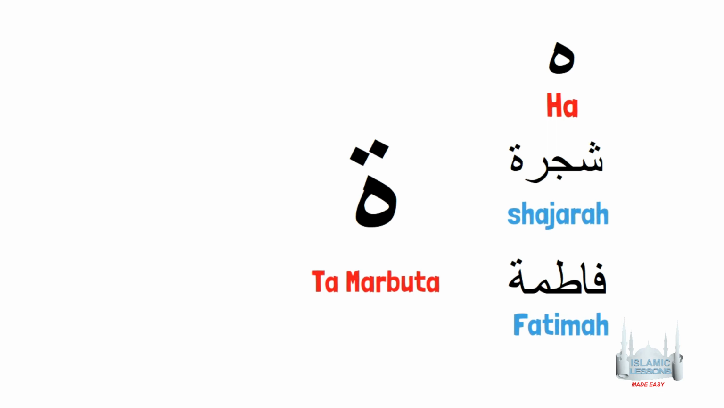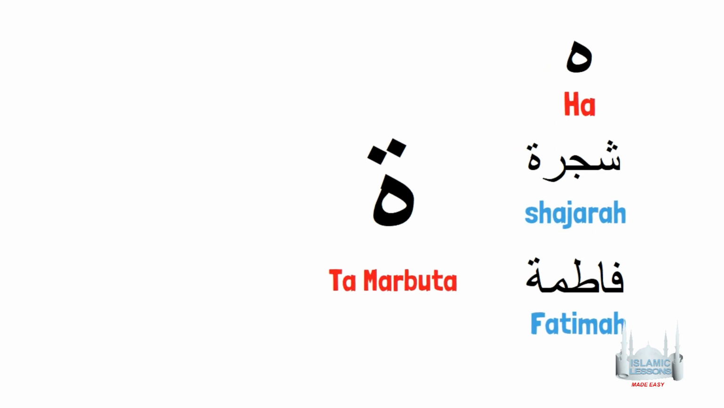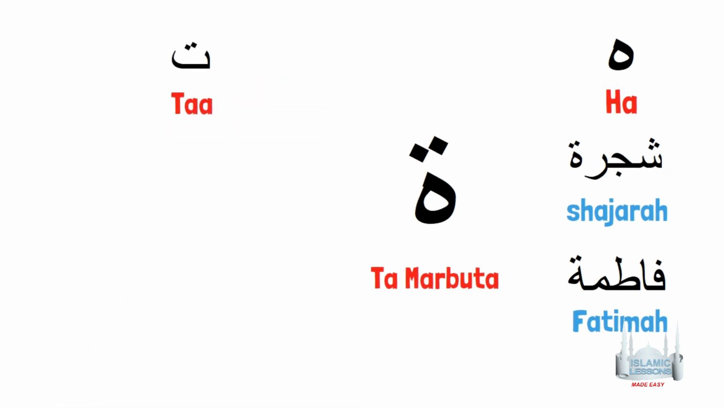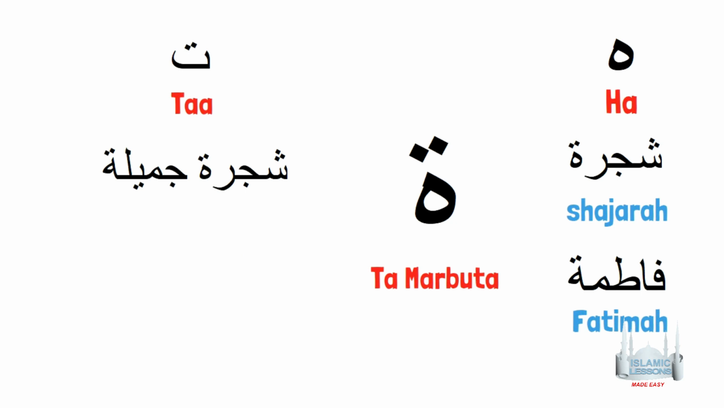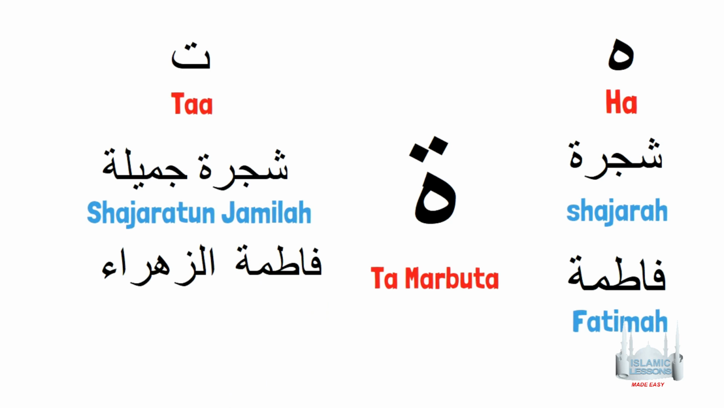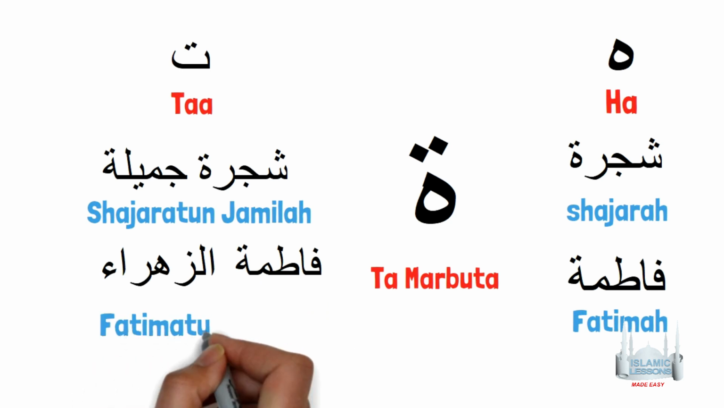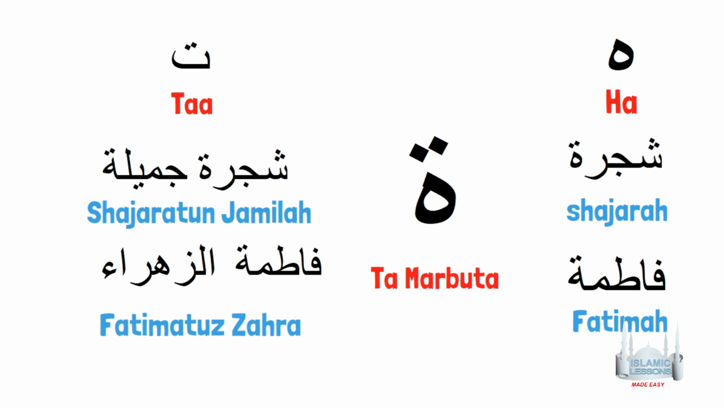But if the word with a tied up ta is linked to another word, it will be pronounced as a ta. For example, if I add this word Jamila over here, it will read now as Shajaratun Jamila. It makes a ta sound. If I add this word here as Zahra, it will read as Fatimatuz Zahra. So, if I connect the word, it makes a ta sound, and if I don't connect the word, it makes a ha sound.